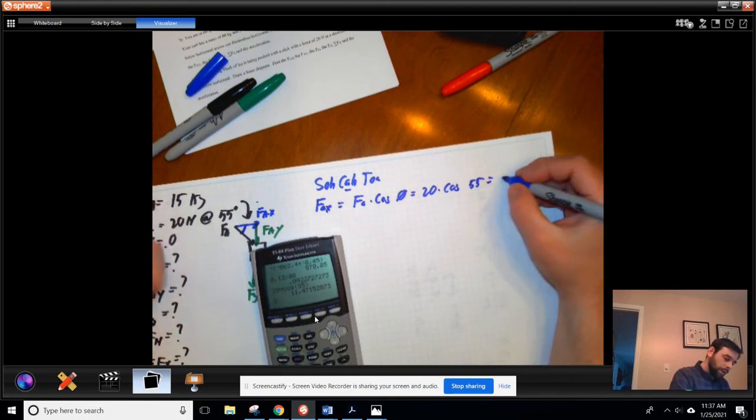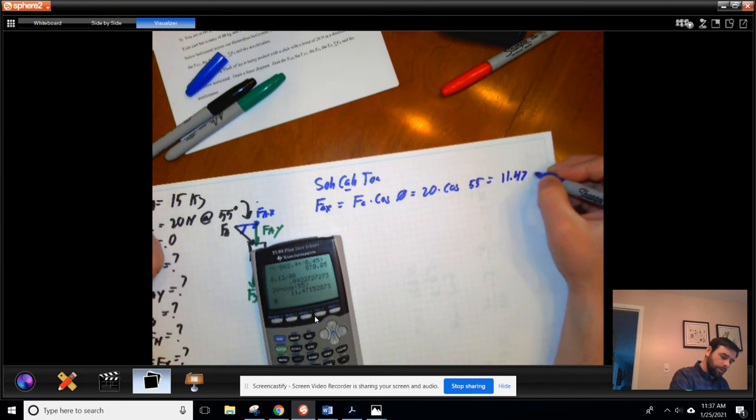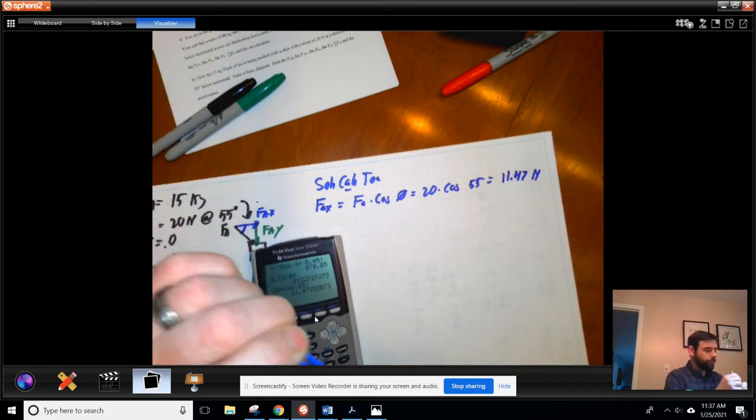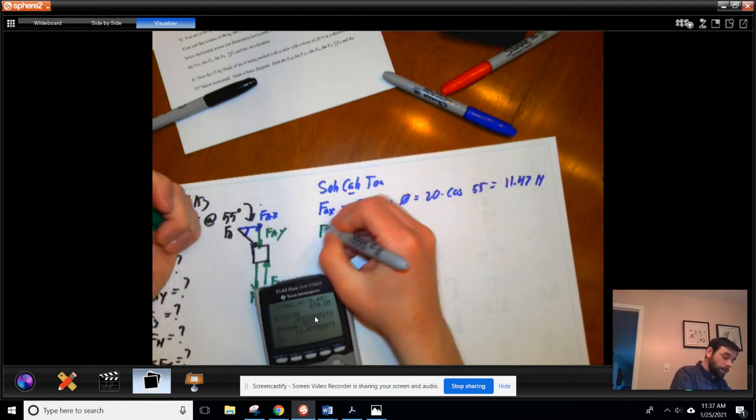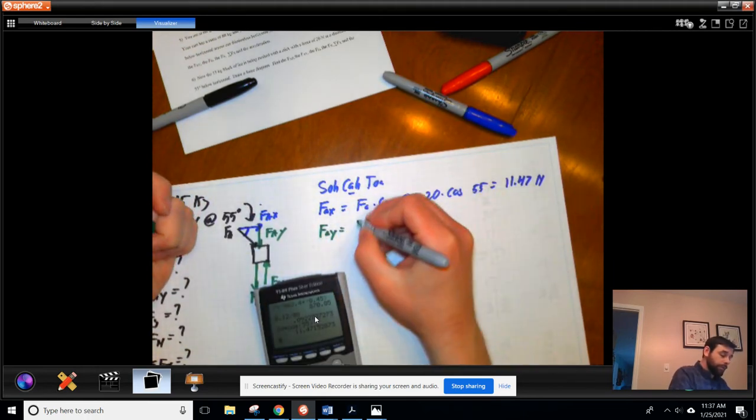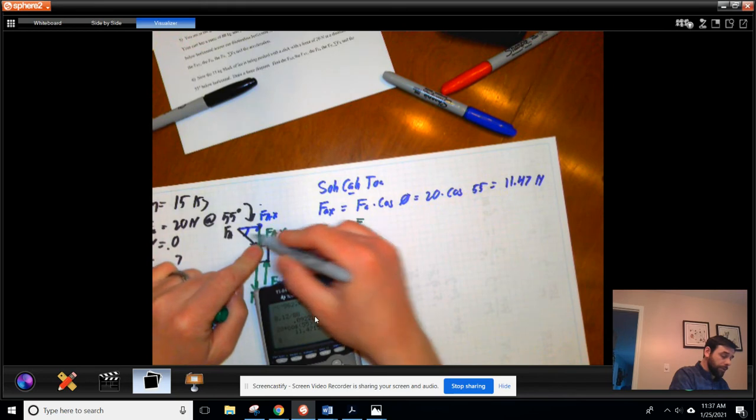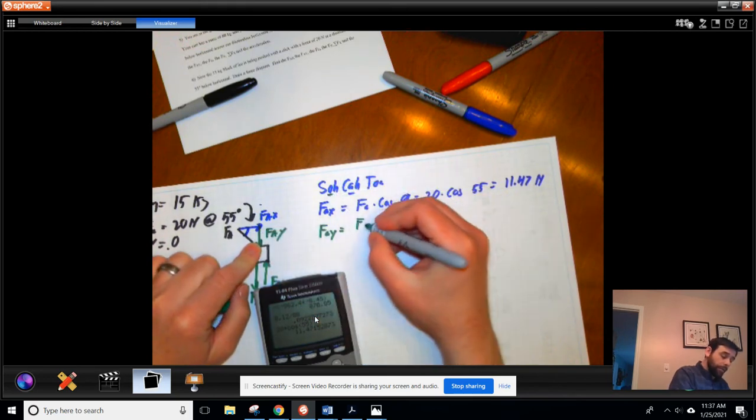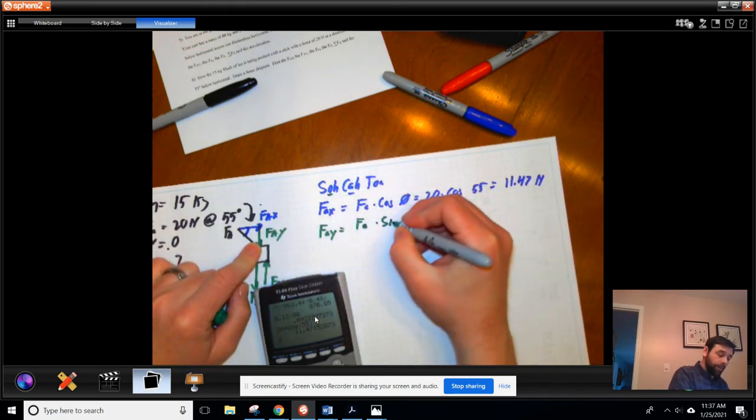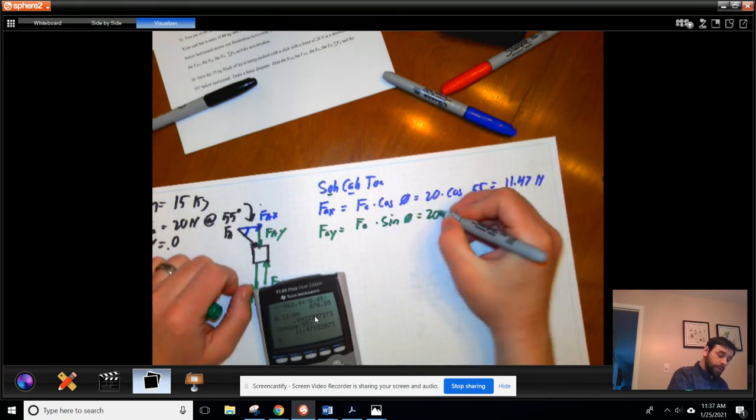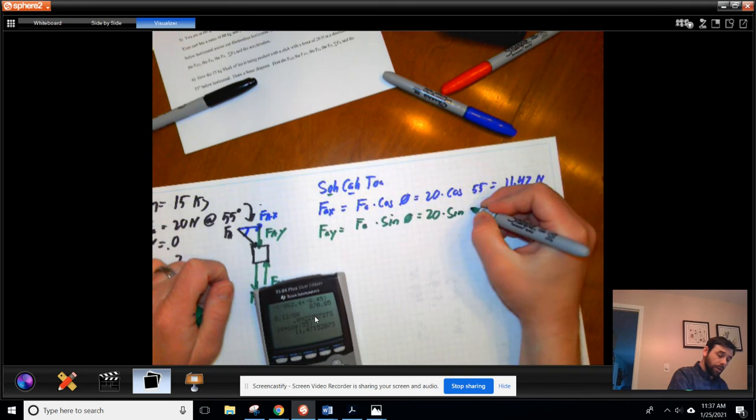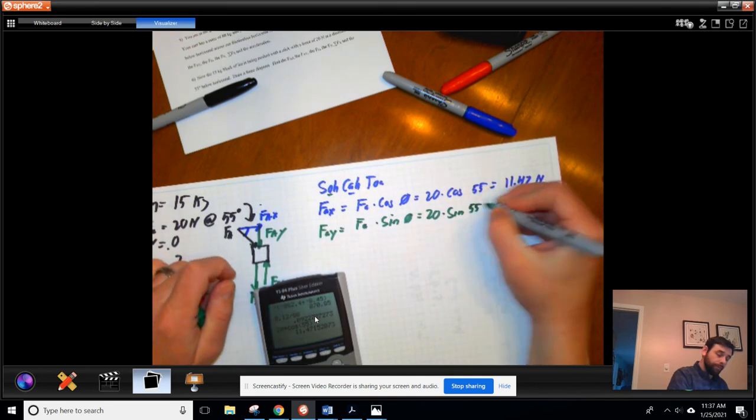11.47 newtons. Groovy. Next up, we have FAY, which is going to be the opposite leg from the angle. So FA times the sine of theta equals 20 times the sine of 55.